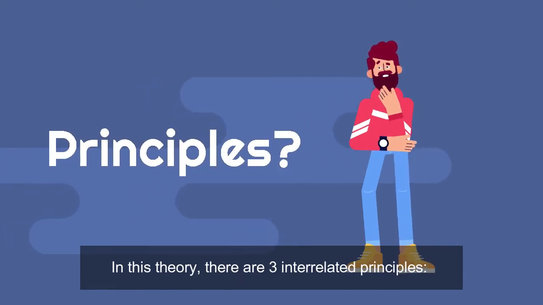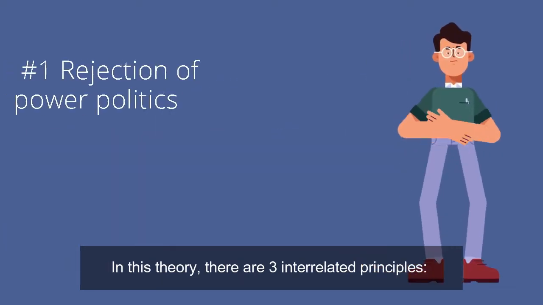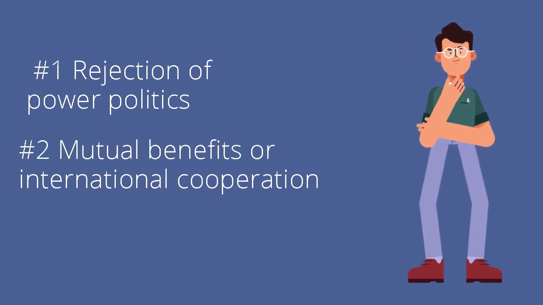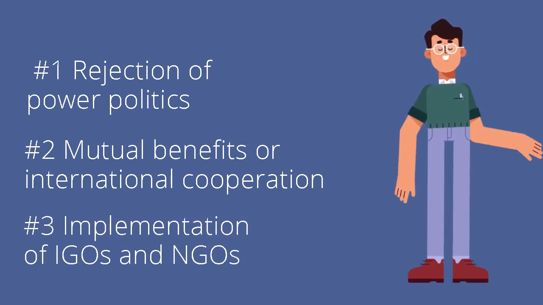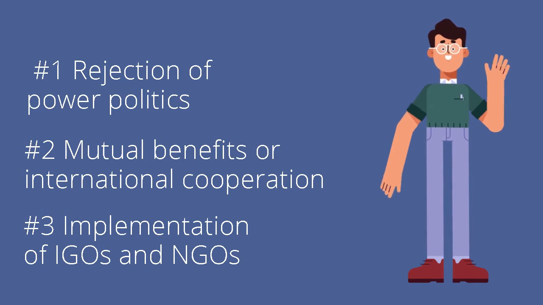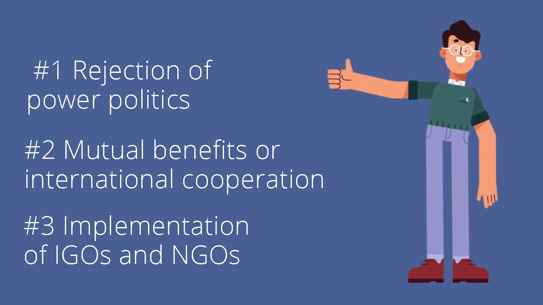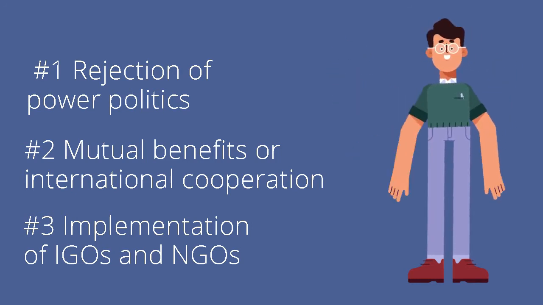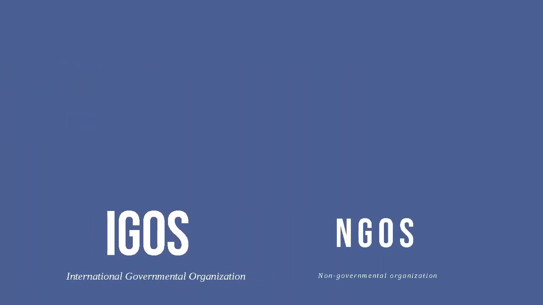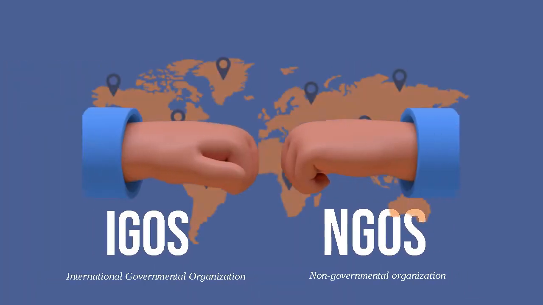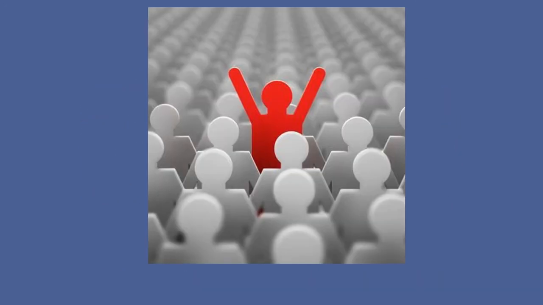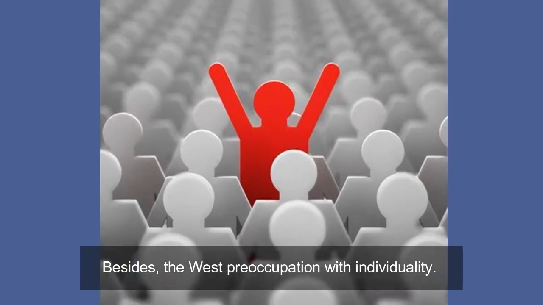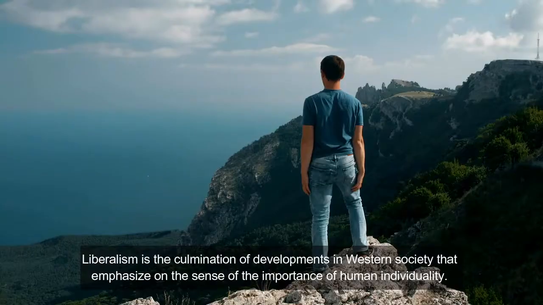In this theory, there are three interrelated principles: rejection of power politics, mutual benefits or international cooperation, and implementation of international governmental organizations (IGOs) and non-governmental organizations (NGOs). The main feature in liberalism theory is that they believe the IGOs and NGOs play an important role in cooperation within countries and globally. Besides, there is the West's preoccupation with individuality.